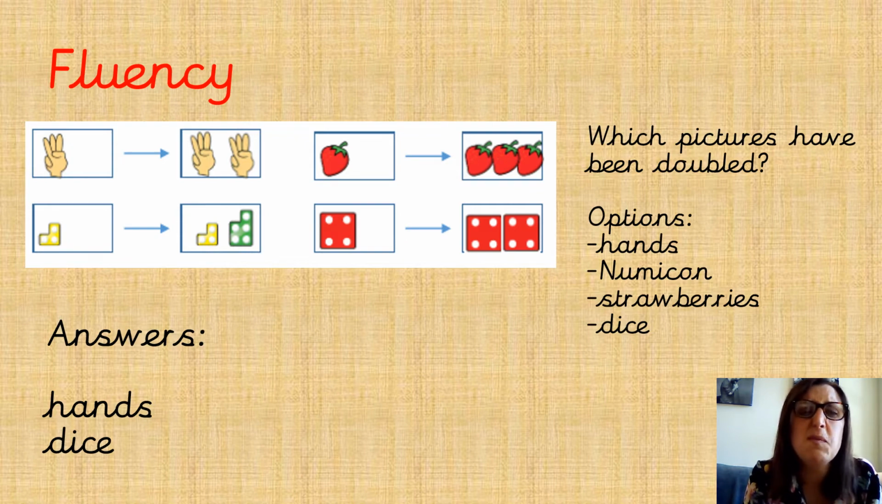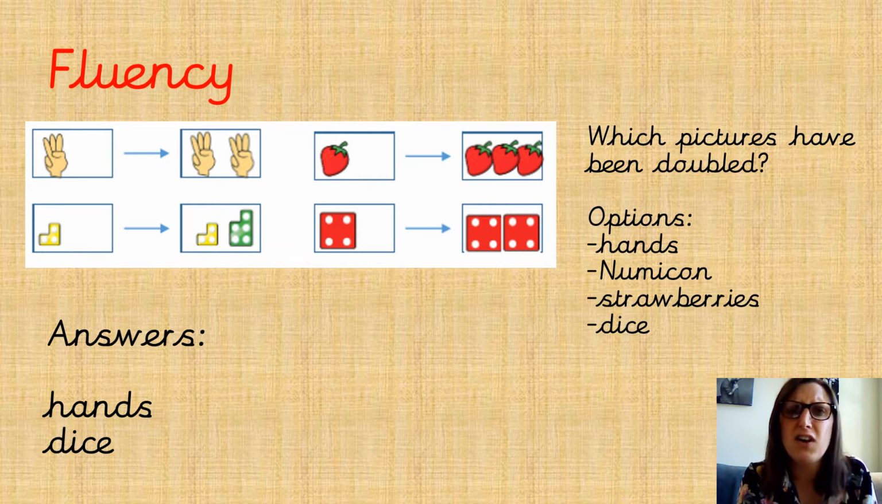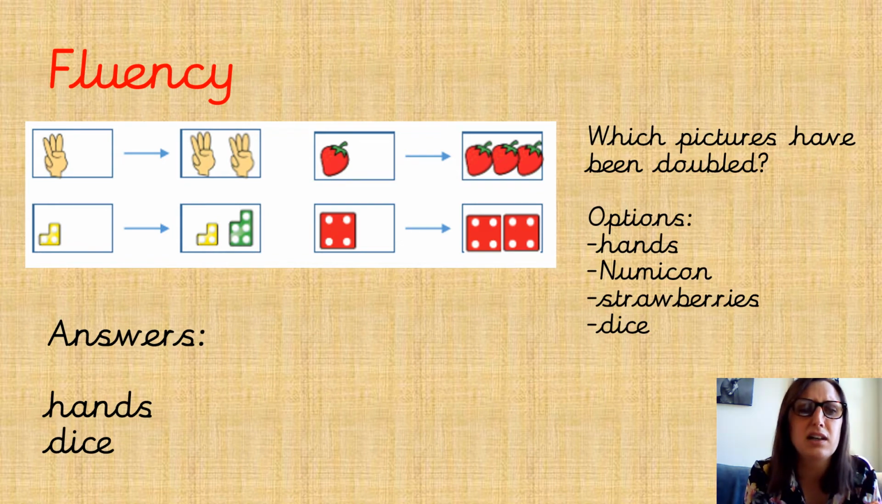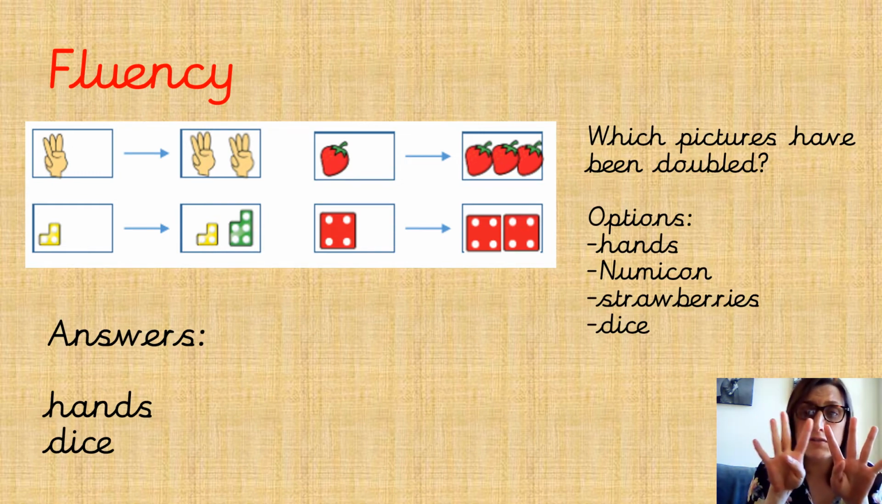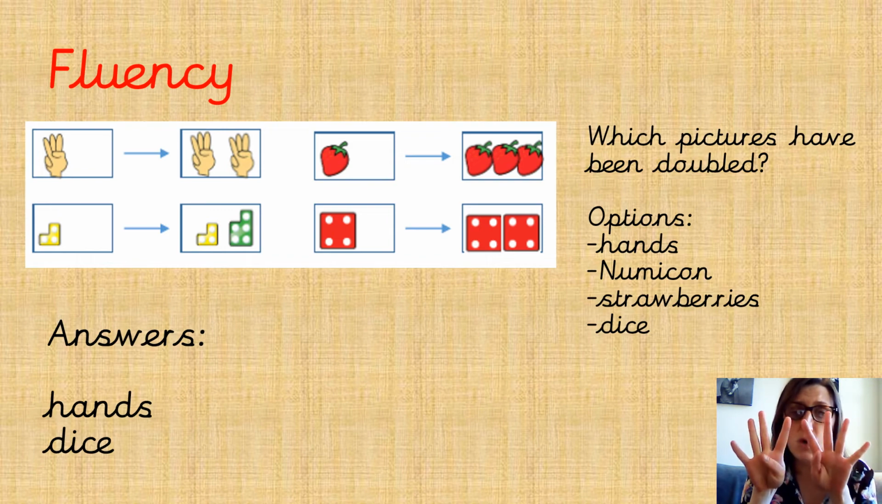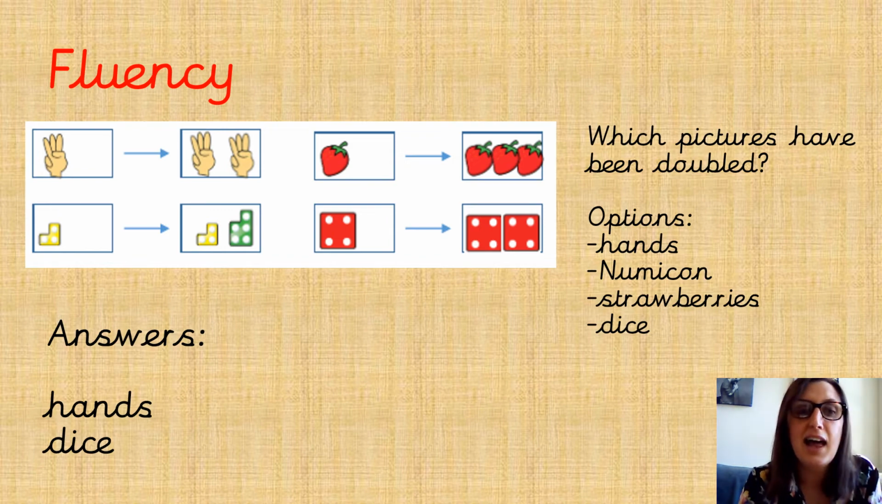Because the Numicon had 3, but then suddenly double was 3 and 5, which would be 8. But double 3, if you had 3 and 3, that would make 6. So that doesn't work. Whereas the dice is showing 4, and then it's showing that there's another 4 as well. So it's 2 equal groups of 4, add 4. So it's the hands and the dice.